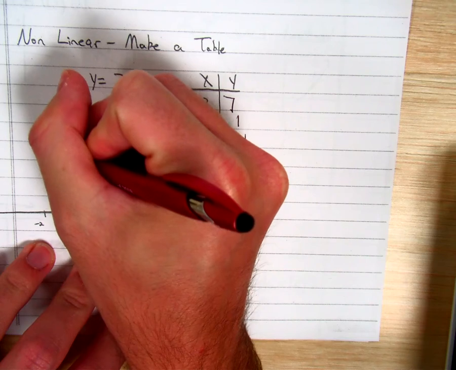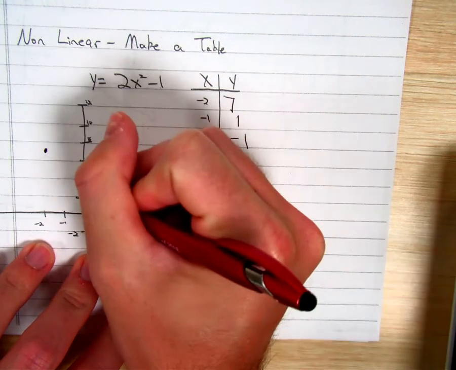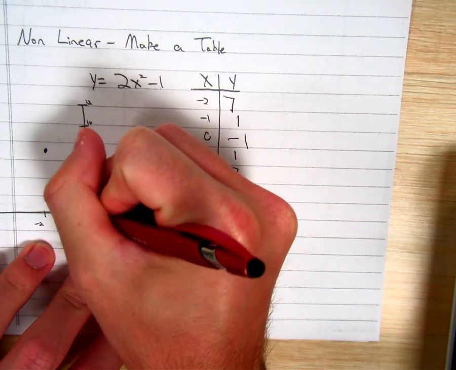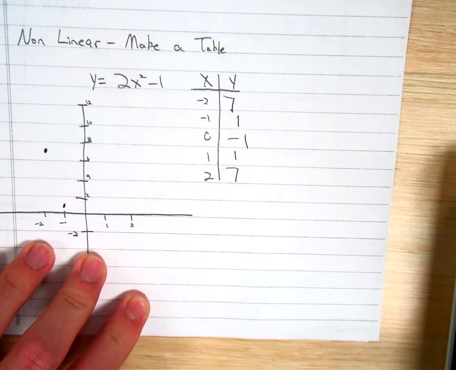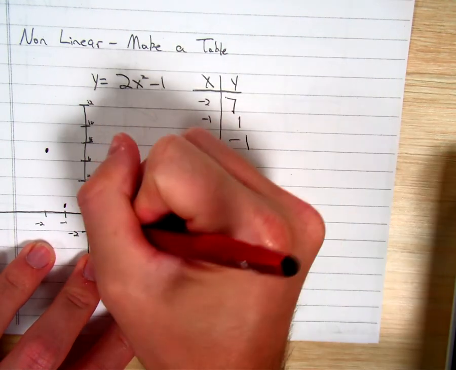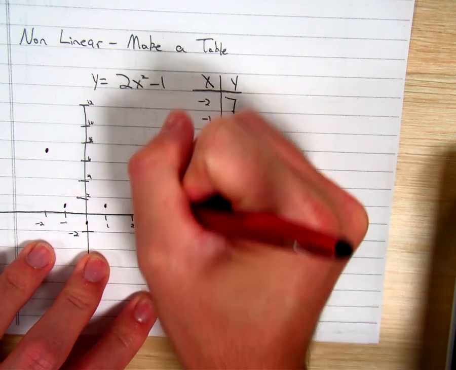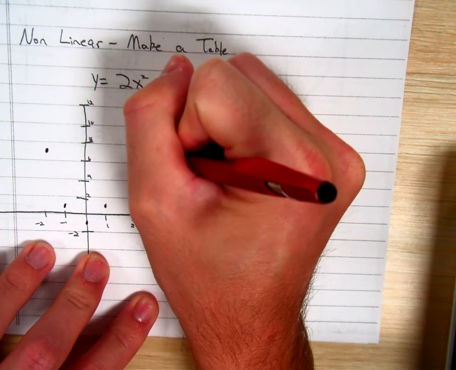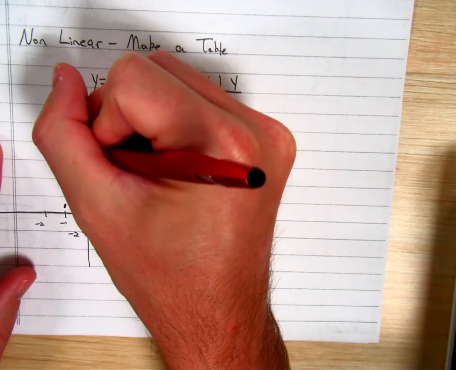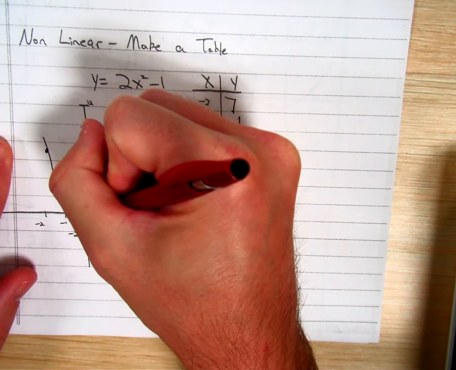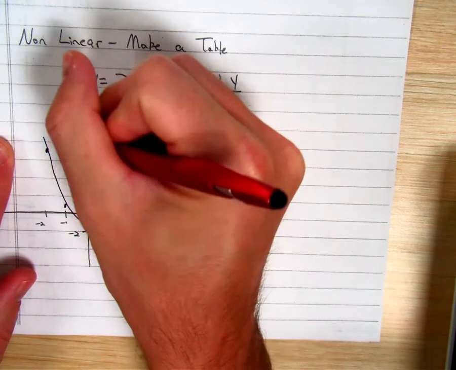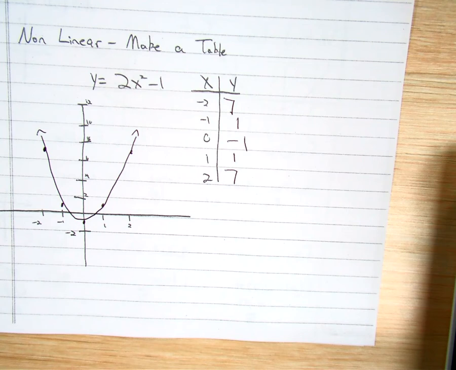Negative 2, 7. Negative 1, 1. We're going by 1's here, notice. 0, negative 1. 1, 1. 2, 7. All right, do your best to smooth that out. And we get something that looks pretty close to what we had before. Okay?